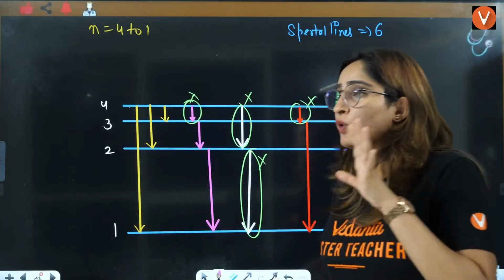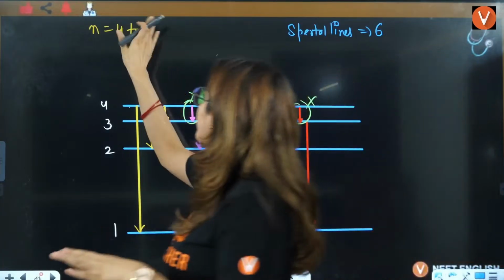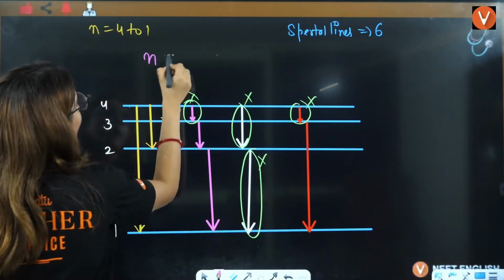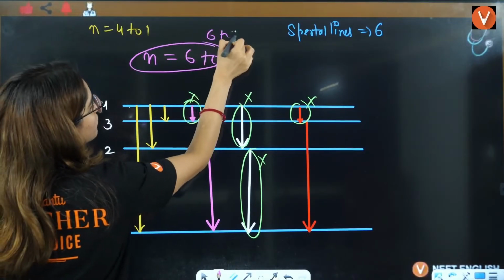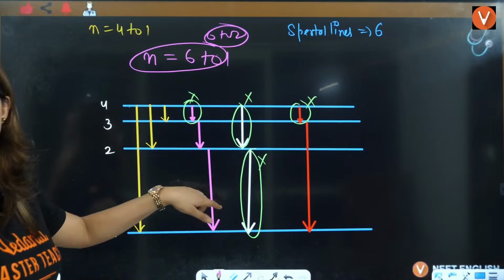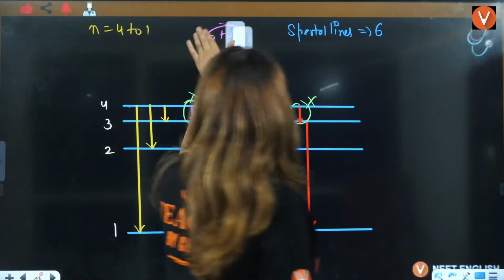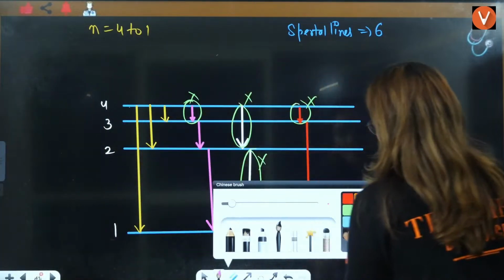So, would you do this here? It is only 4 to 1. If they ask you n is equal to 6 to 1 or 6 to 2, would you want to do this in the exam? See, this is actually a very, very irritating thing to do in the exam, right?